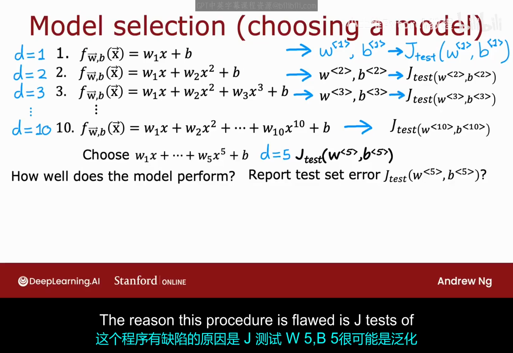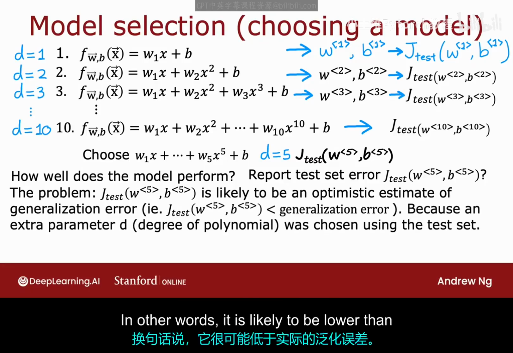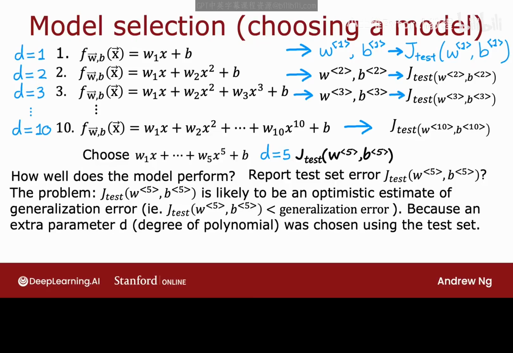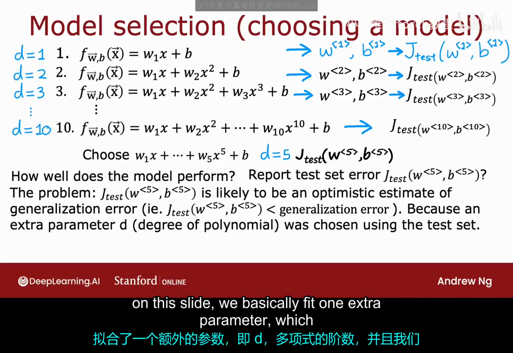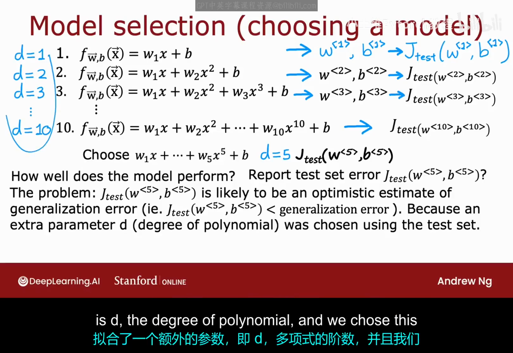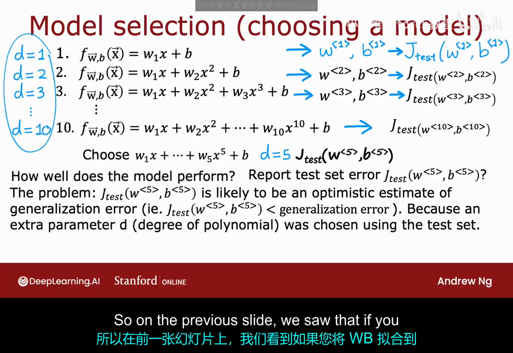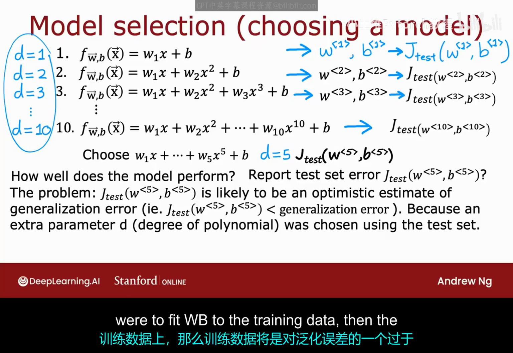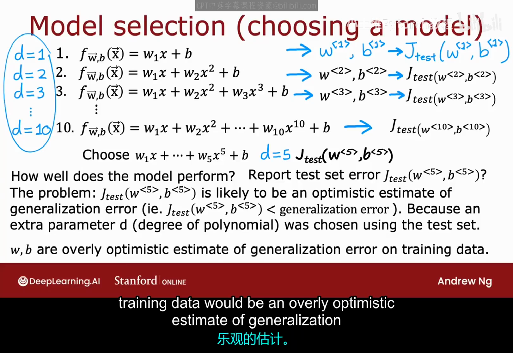The reason this procedure is flawed is J-test of W5, B5 is likely to be an optimistic estimate of the generalization error. In other words, it is likely to be lower than the actual generalization error. And the reason is, in the procedure we talked about on this slide, we basically fit one extra parameter, which is d, the degree of polynomial, and we chose this parameter using the test set. So on the previous slide, we saw that if you were to fit W and B to the training data, then the training error would be an overly optimistic estimate of generalization error.